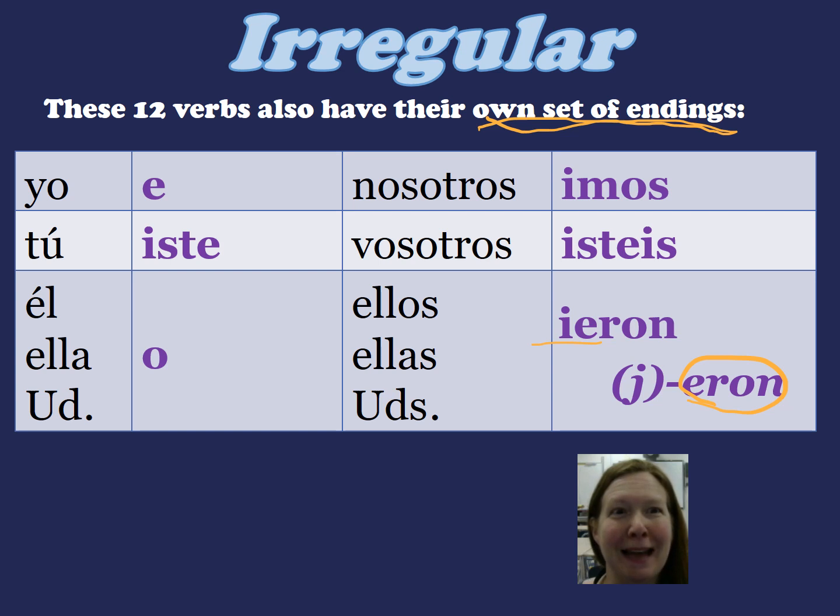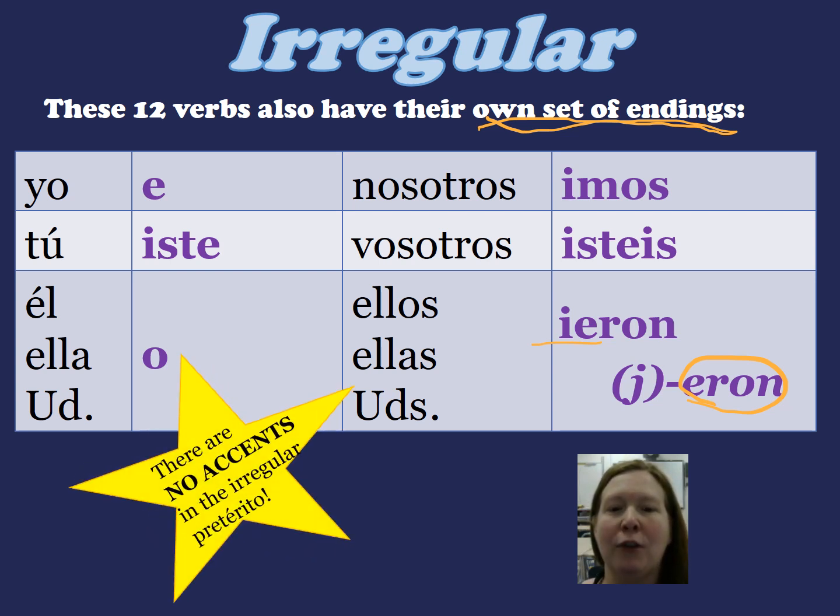If you look at this set of endings, you should be noticing that, again, we have no accents at all in the irregular pretérito, all right? You have to be sure that if you're doing the irregulars, whether it's the 4 that we did before, ir, ser, dar, and ver, or it's these 12 special formula ones, you are not putting any accents at all in this irregular preterite.